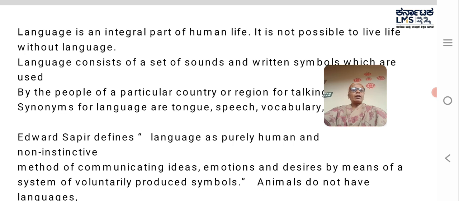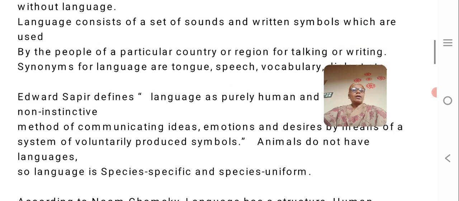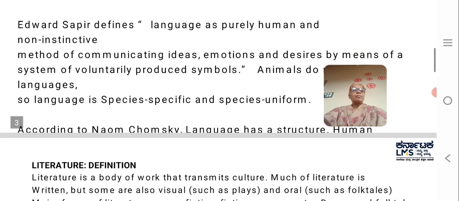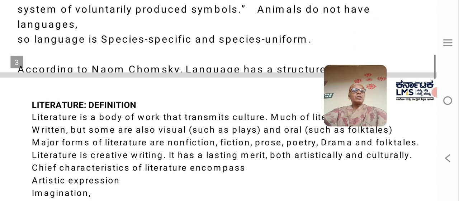Language is an integral part of human life. It is not possible to live life without language. Edward Sapir defines language as purely human and non instinctive. Animals do have language, but it is not like that of humans. This human language is a non instinctive method of communicating ideas, emotions, and desires by means of a system of voluntarily produced symbols. Language is species specific and species uniform.